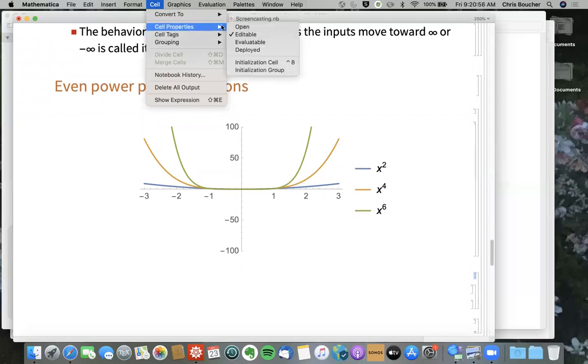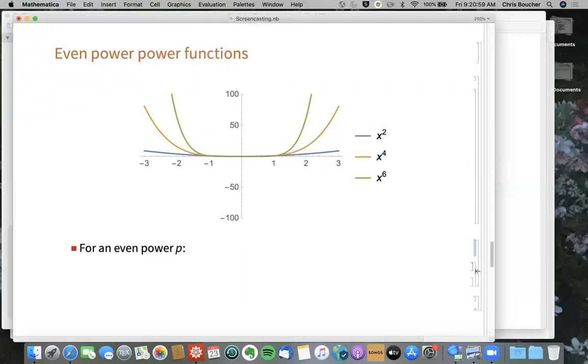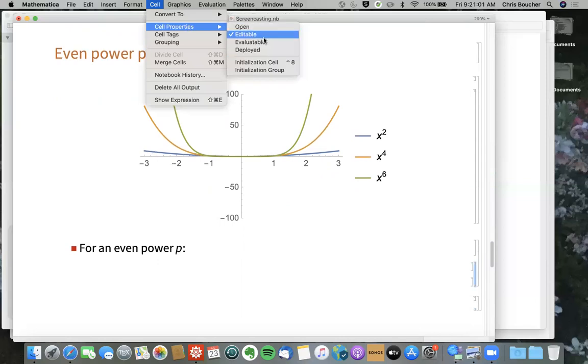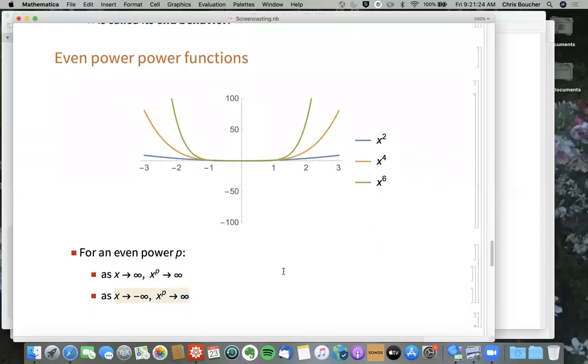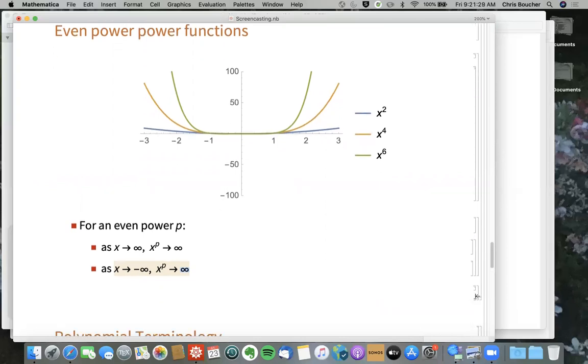Okay, so the end behavior here is going to look like this. As x goes to infinity, so we're going out to the right, what's happening to the outputs? These curves are all going up to positive infinity. On the other hand, as you go to the left, again, they're all going up. Notice that this is different from the odd power case where the curves were going down. And so in both directions, the output goes to infinity as the input goes to either infinity or negative infinity.